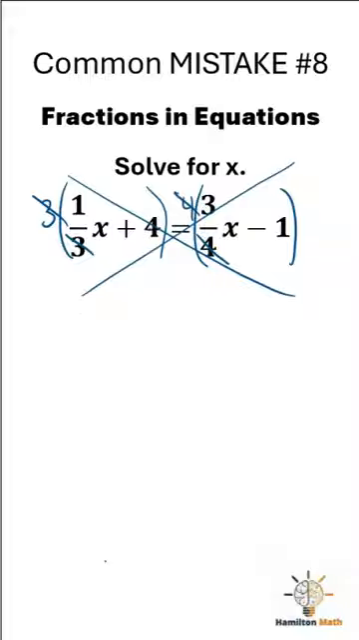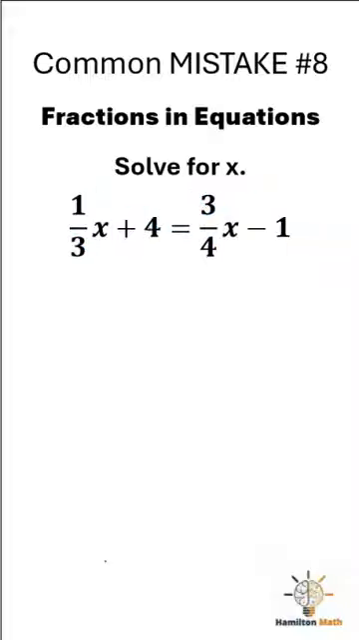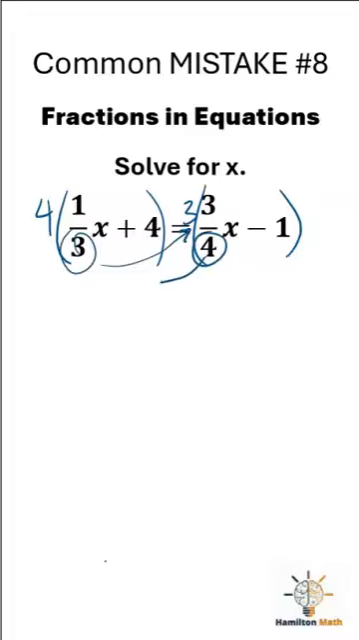Let's look at another common mistake. So students think this. They think, well, I have a 4 down here and I have a 3 down there. And so what I'm going to do is I'm going to kind of cross multiply. So I'm going to multiply the left side by 4, and I'm going to multiply the right side by 3. So that 3 came up over here, and that 4 came up over here.